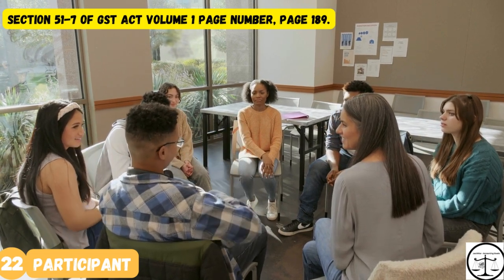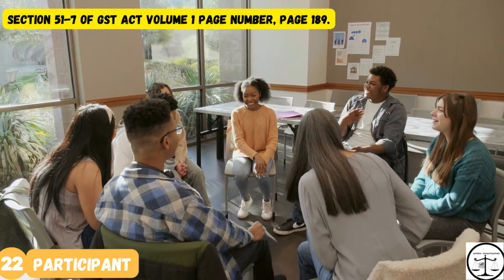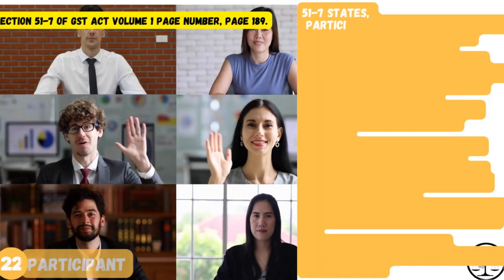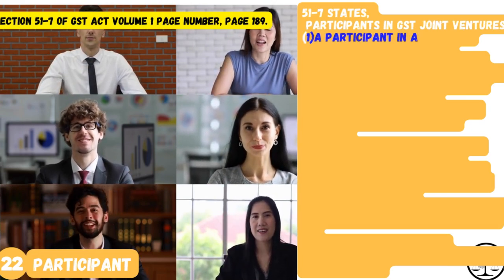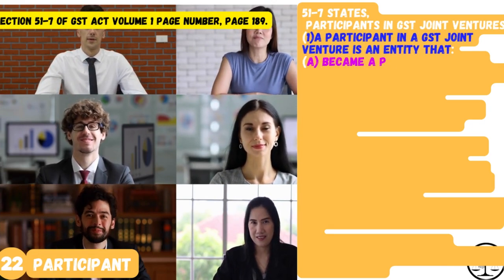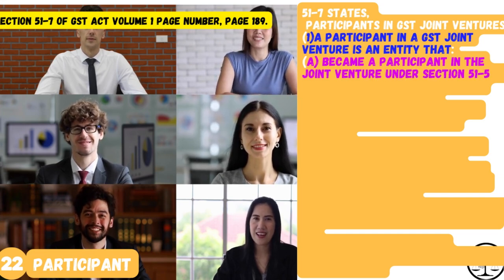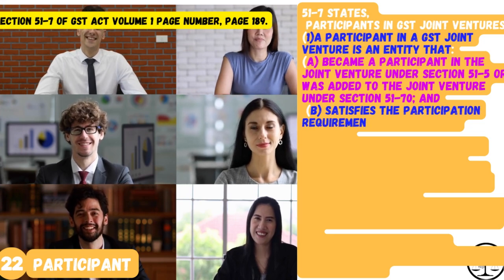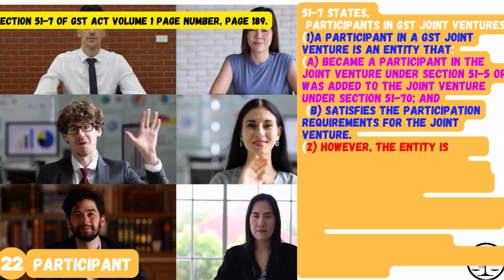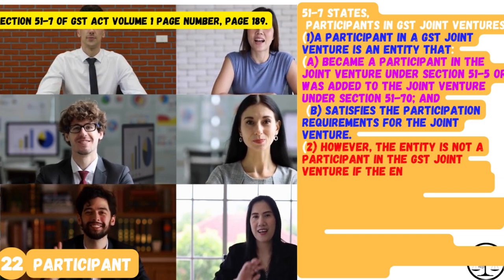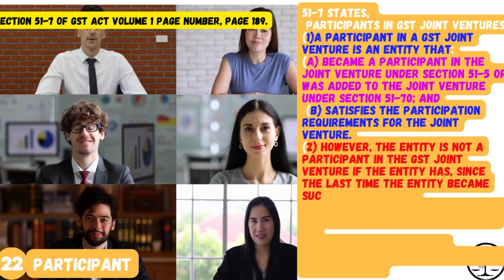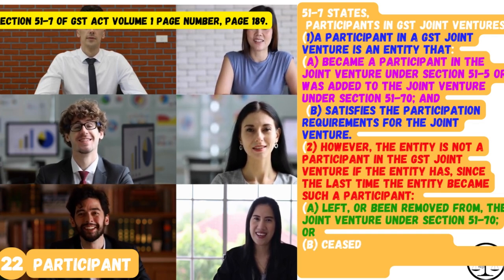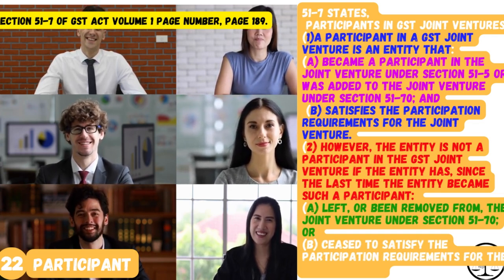This is Section 51-7 of GST Act Volume 1, page 189. 51-7 states: Participants in GST joint ventures. 1. A participant in a GST joint venture is an entity that a. became a participant in the joint venture under Section 51-5 or was added to the joint venture under Section 51-70, and b. satisfies the participation requirements for the joint venture. 2.